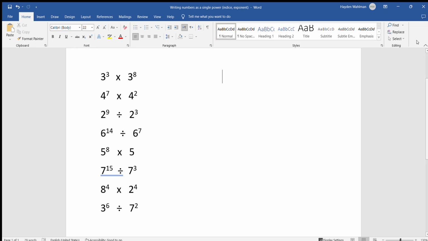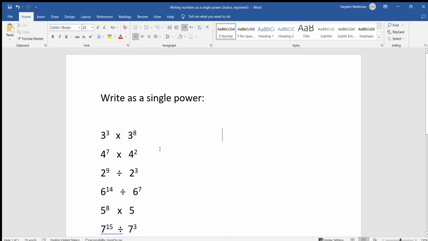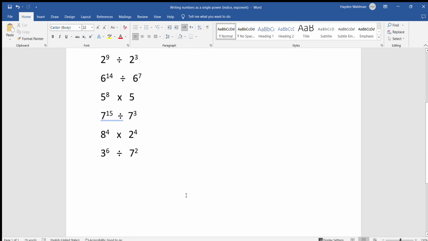Okay, so let's do writing as a single power. I forget which exam question this is. So this is on the practice exam, okay? So writing these as a single power, it's pretty easy.